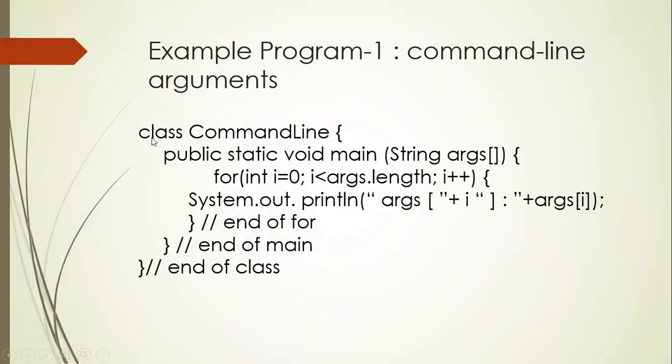You can see there is a class CommandLine, public static void main, String args. This String args array will hold all the command line arguments we are going to pass. We are writing one for loop. This loop will iterate through the number of arguments we have passed. That means args.length gives you how many arguments we have passed, sorry, while running the program. So System.out.println, args of i. One argument it is going to fetch and display on the console.